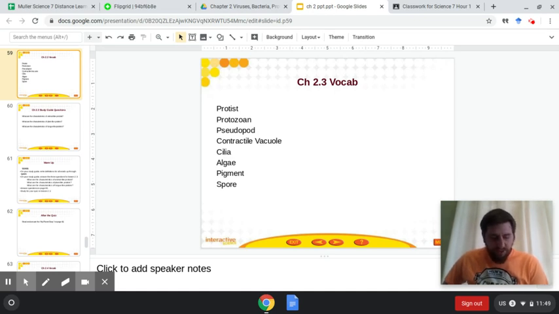Some fungi feed on dead organisms. Others are parasites that break down the chemicals in organisms.